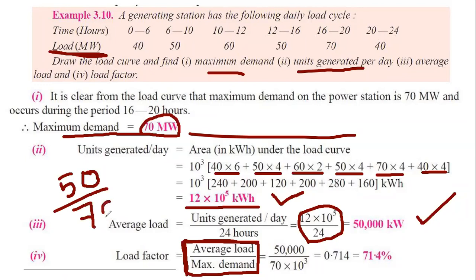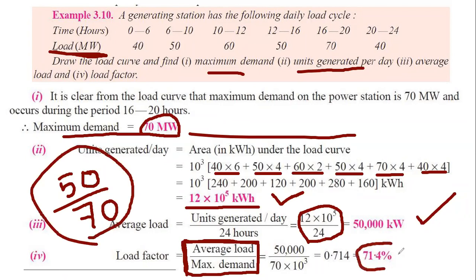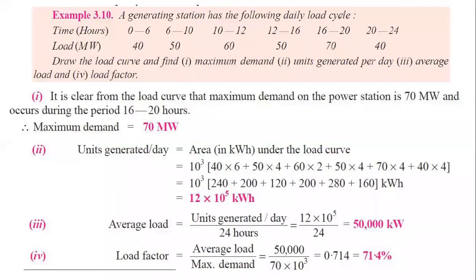So 50 megawatt divided by 70 megawatt gives the load factor, probably 0.714. That means 71.4% is our load factor. That's how we need to solve this kind of load curve example problem. So I'm clearing all and moving to the next example.